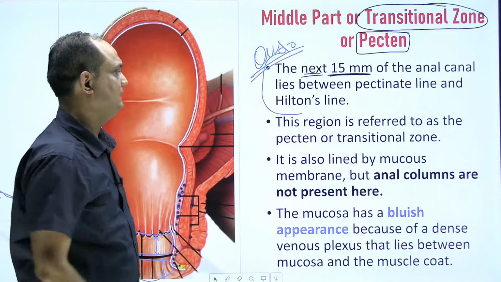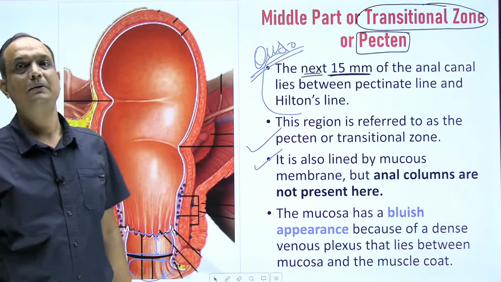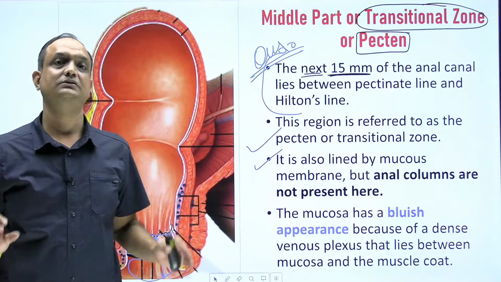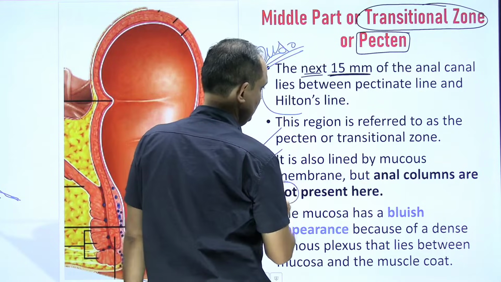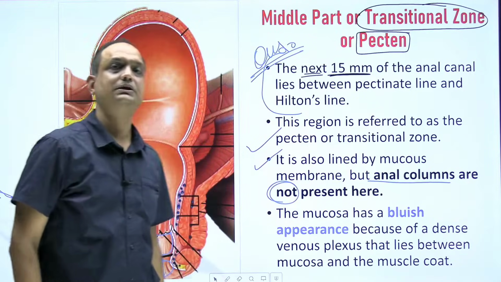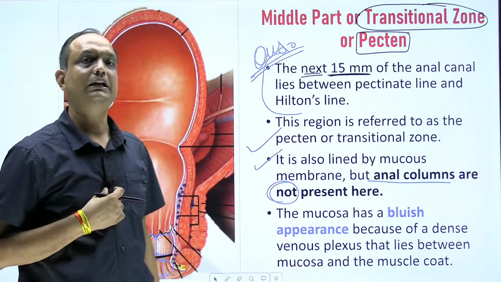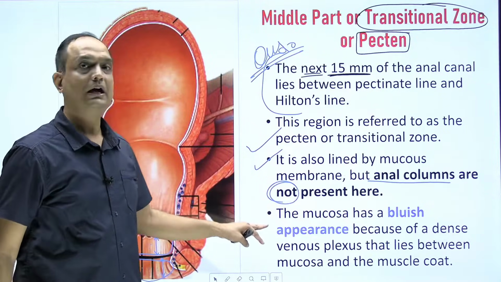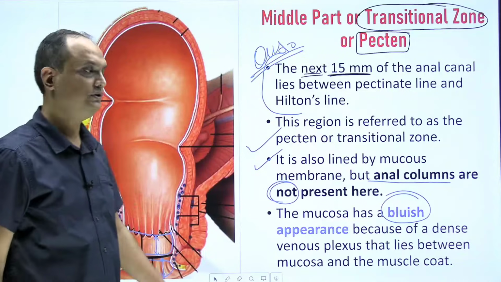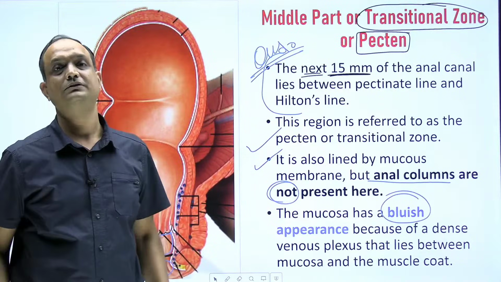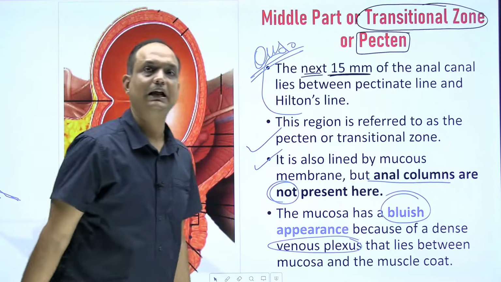Now, this region is referred to as the transition zone, and this area is also lined by mucosa, but the important difference is that this area does not have any kind of permanent folds. That means it has no anal columns. Anal columns are the characteristic feature of the upper part of the anal canal. The middle portion does not have any anal column. The mucosa of this region is bluish in color. What is the color of the mucosa? Bluish in appearance. Why? Because of the presence of the underlying dense venous plexus.